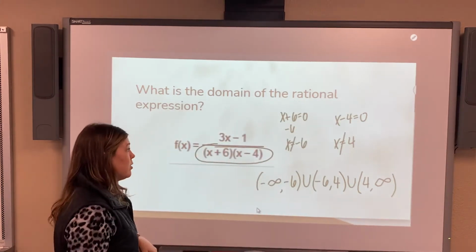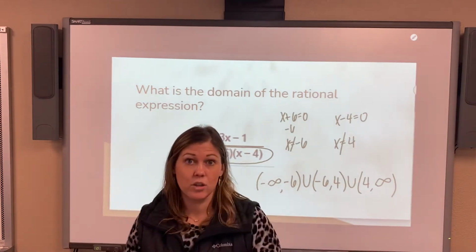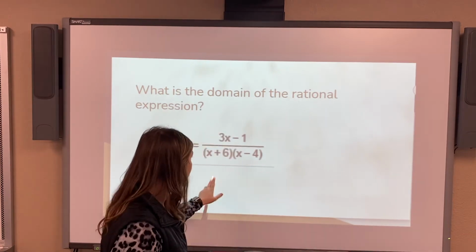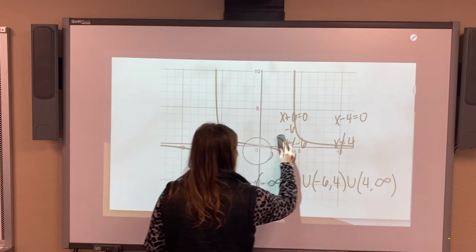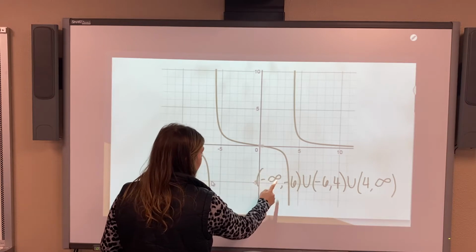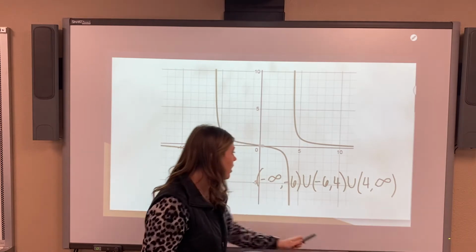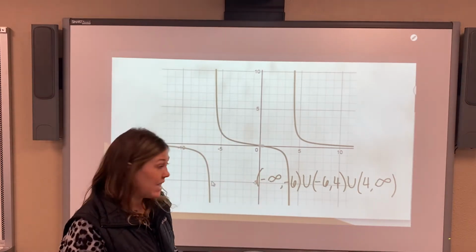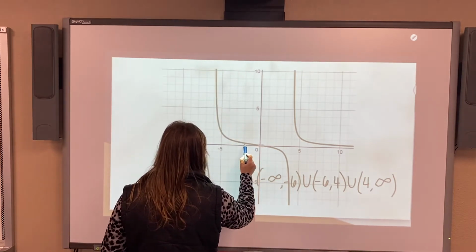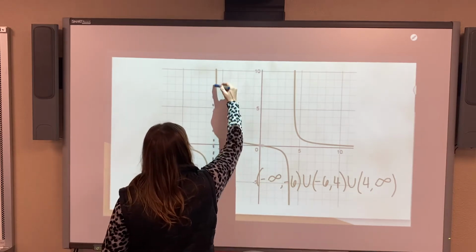So none of those are included because it can't be 6 or 4, or -6 or +4. Infinity is never included. So here we have 3 sections, okay? And I represented that right here on this graph. So we had -infinity to -6, union, -6 to 4, union, 4 to infinity. And at -6 and at 4, we have what are called vertical asymptotes, and we'll talk about those in a second. So we have 1, 2, 3, -1, -2, -3, -4, -5, -6. So we have -6 vertical asymptote.